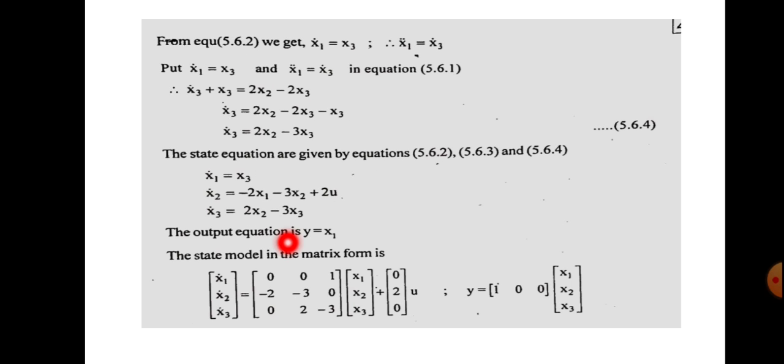So first of all you are taking the system matrix A. What is the system matrix? 0 0 1, minus 2 minus 3 0, 0 2 minus 3. Okay, so this is the system matrix. In order to find the eigenvalues, you use the characteristic equation, determinant of lambda I minus A equal to 0. Here lambda is lambda itself, and I is a 3 by 3 unity matrix, since A is a 3 by 3 matrix, minus A, which is this matrix. So you will get this equation.